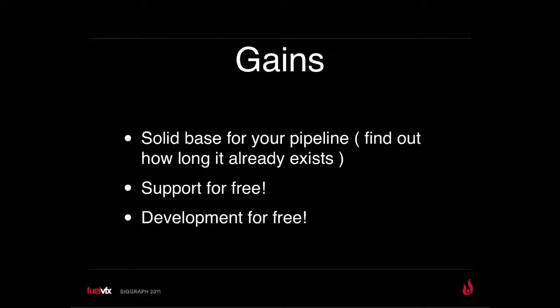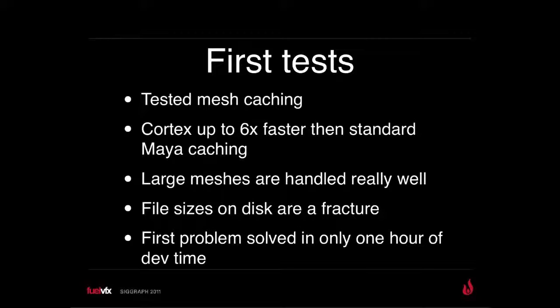Also, if you find new things in the development, you can discuss it with people on the list, and it's usually a very, very short turnaround to come up with new solutions. Our first tests so far have basically been around mesh caching, as we basically want to use Cortex as our base tool to interchange data from applications and all the way through the pipeline. We did a little comparison with Maya's new mesh caching and Cortex mesh caching, and we had up to 6 times faster speed, which was pretty crazy.